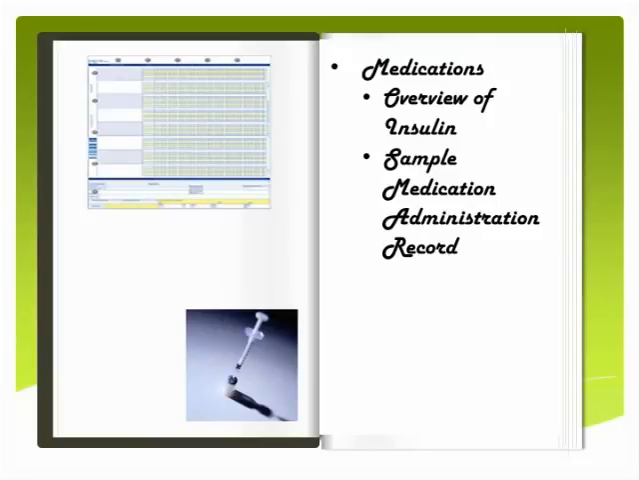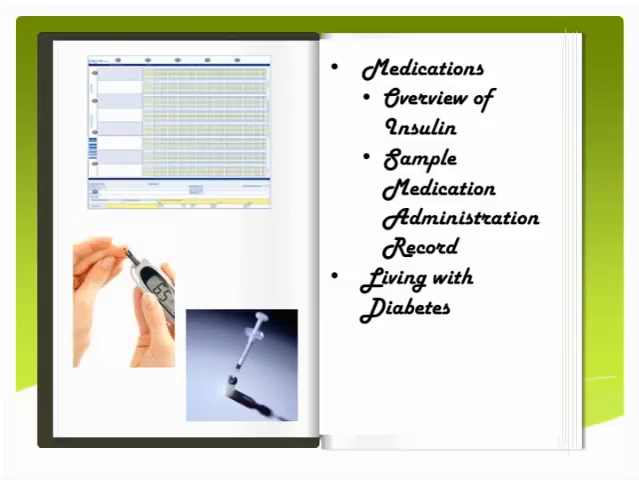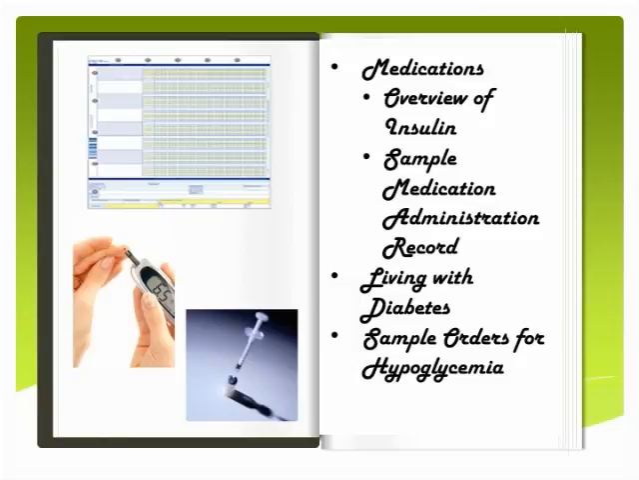Next, Part 3 will begin with how to live with diabetes and what caregivers can do to help residents. Lastly, we'll look at sample orders for what to do when someone has hypoglycemia or low blood sugar. Part 1 of the presentation, again, will focus on the definition of diabetes, causes, liver function, symptoms, risk factors, and complications. I hope you enjoy.